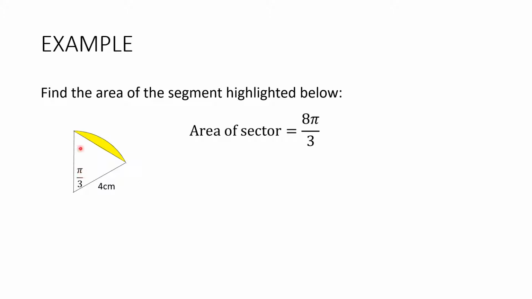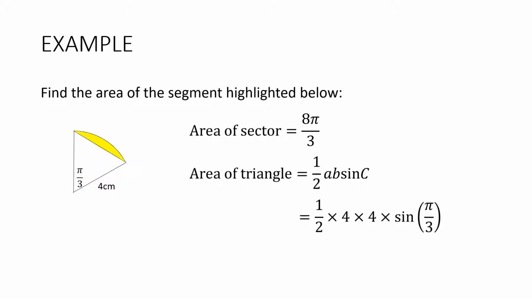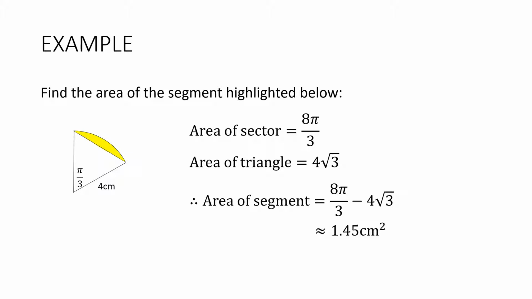Now to find the area of this triangle, we're going to use the formula half AB sine C from trigonometry. So A and B are going to be 4 centimeters, and C is this angle here. And I'm going to put it in radians. So this is one time that's really important that you put your calculator in radians. When you enter that, more than likely your calculator will give you the answer as an exact value, and so we're going to leave it like that. And now all we have to do is the subtraction. 8 pi on 3, take away 4 root 3, and if you want an approximate value, it is 1.45 centimeters squared.